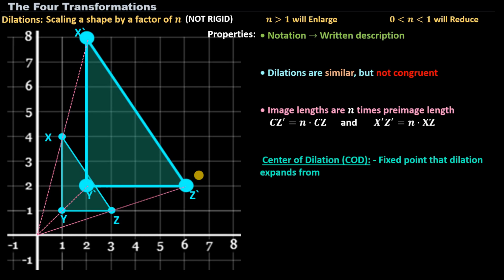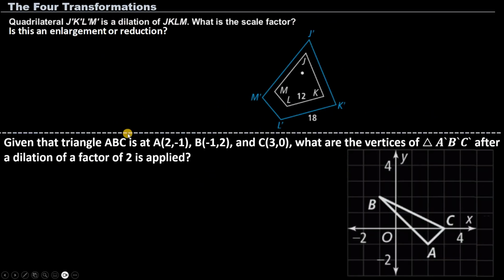So as we look at these two first example problems, the first one says that quadrilateral JKLM prime is a dilation of JKLM. We want to know what is the scale factor and if it's an enlargement or a reduction. So looking at the diagram, we see the white one is JKLM, the blue one is JKLM prime. That means we went outwards to the blue one, we enlarged the image. So the question is, what was that scale factor?